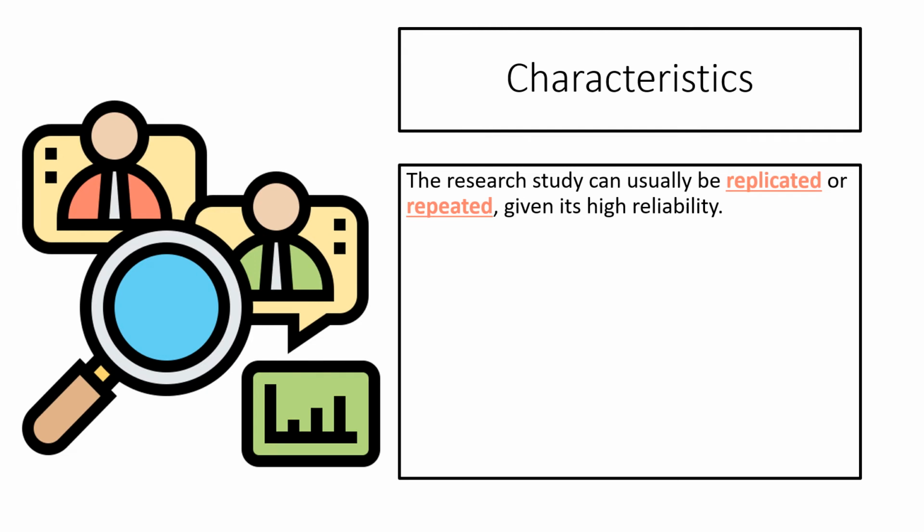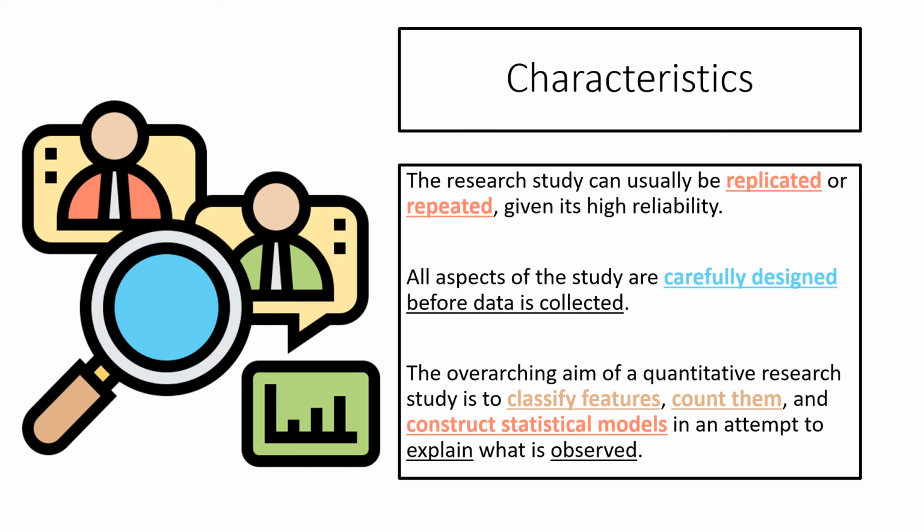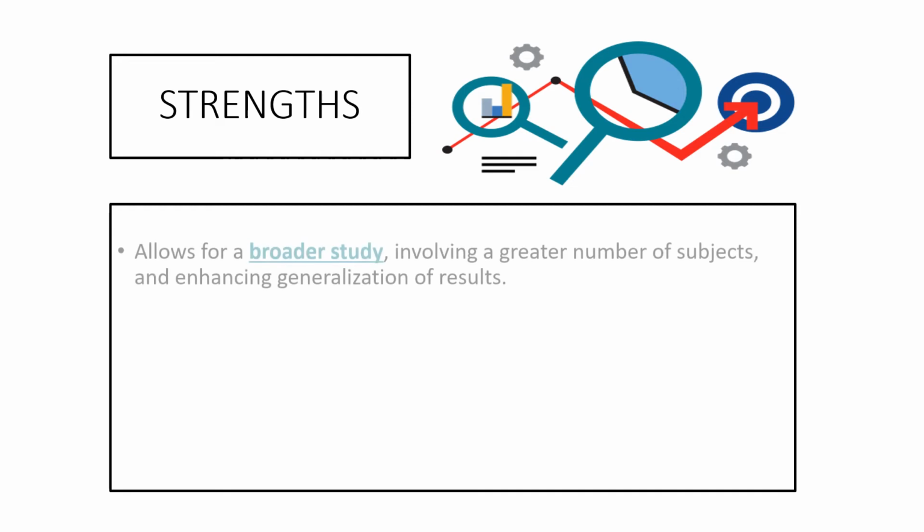Research in quantitative studies is usually replicable or repeated and thus can be verifiable. All aspects of the study are carefully designed before the data is collected. So this reflects the structured approach in quantitative research. Mainly, the aim of quantitative research is to classify features, to count them, and to construct statistical models to explain what is observed. Let us now discuss the strengths of quantitative research.